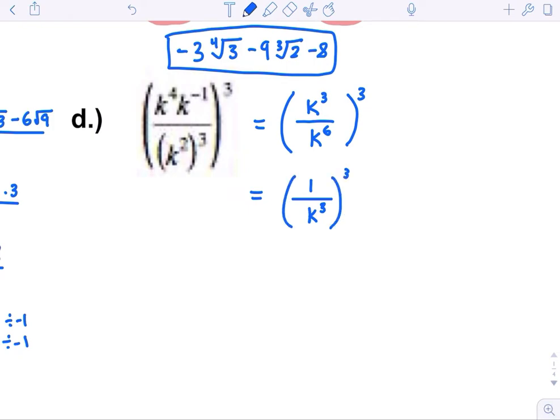Raise these both to the 3rd power, and then this 3rd power gets distributed to each power on the inside. So 1 to the 3rd, k to the 3rd, to the 3rd. 1 to the 3rd is 1. K to the 3rd to the 3rd power is k to the 9th. And that should be your final answer.